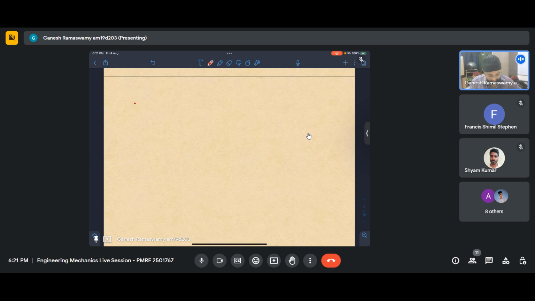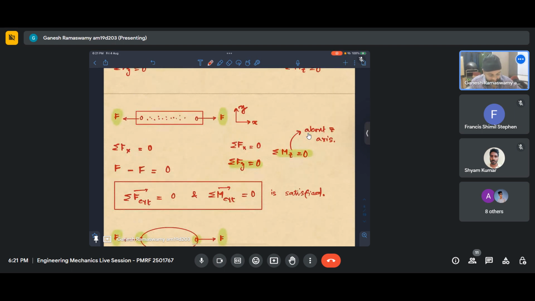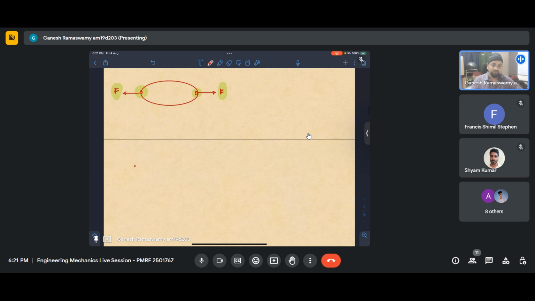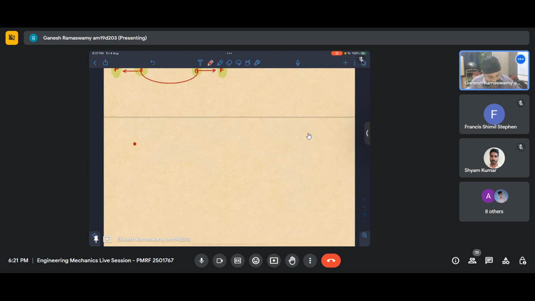So we saw this link. This link is essentially an assembly of particles which are held rigidly. In the case of deformable bodies, these won't be held rigidly, but they could have some movement in between them. So for a particle, sigma F external, let us say I have a particle like this, and I have a force F1 applied like that, F2 applied like that, and a third force applied like that. This is FR, such that FR equals F1 plus F2.